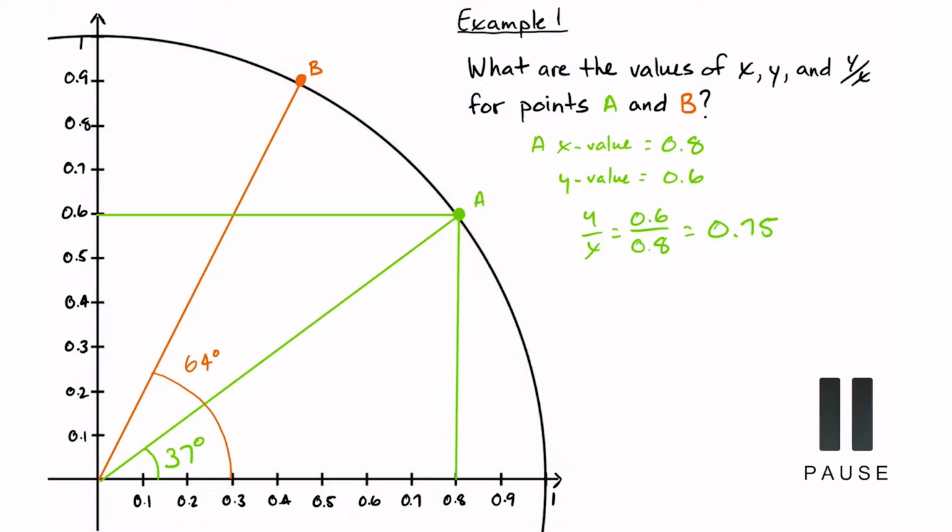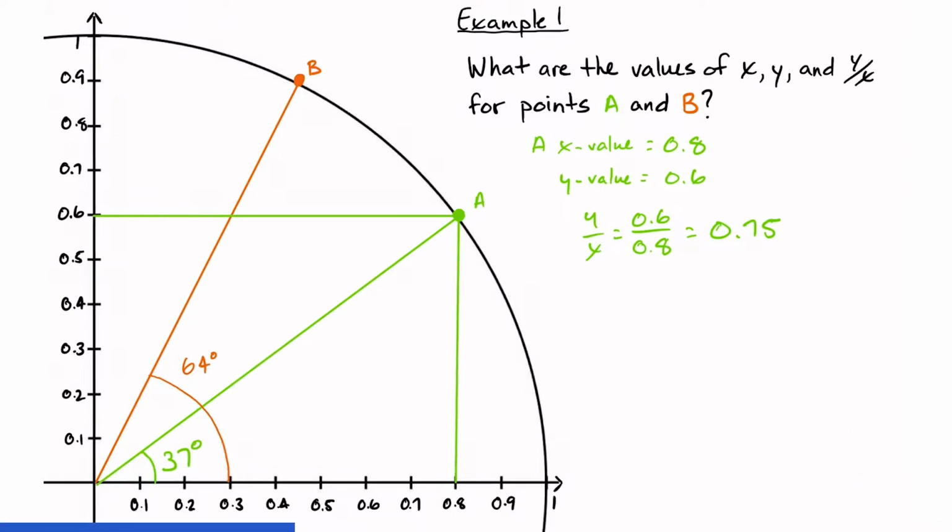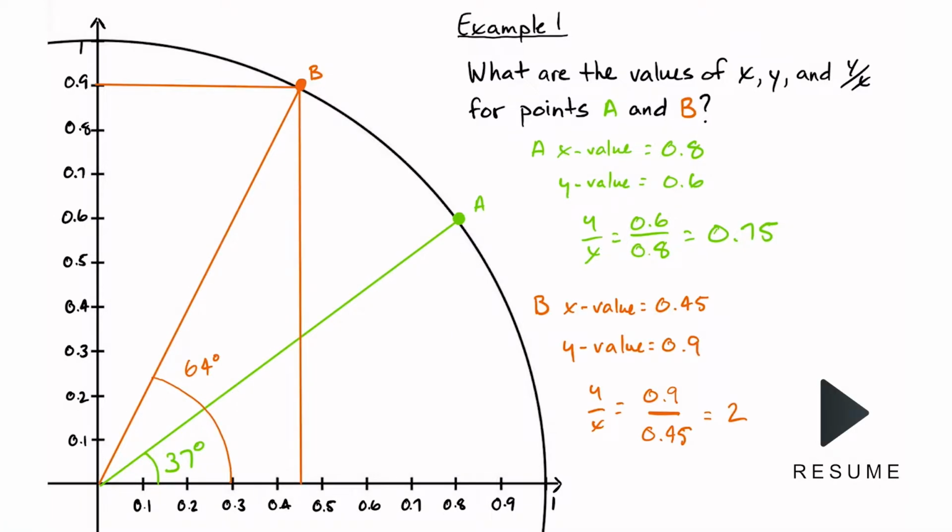So now you try for point B. Pause the video if you need more time. Hopefully, for your x value, you got 0.45. For your y value, you got 0.9. And for your ratio of y over x, you got 2.